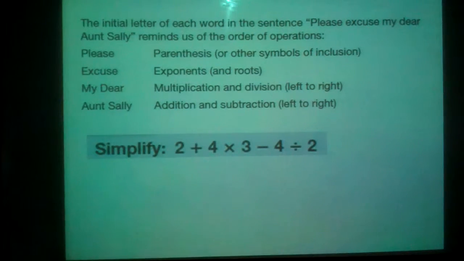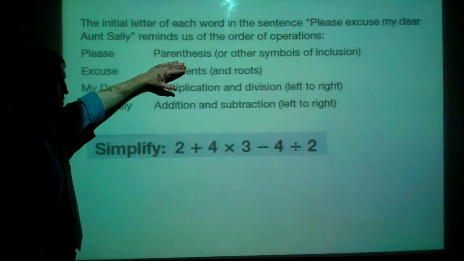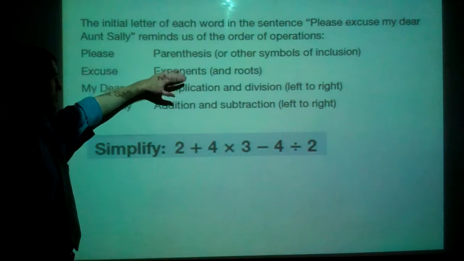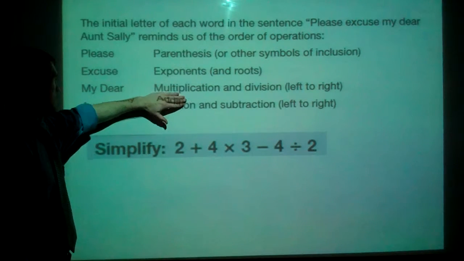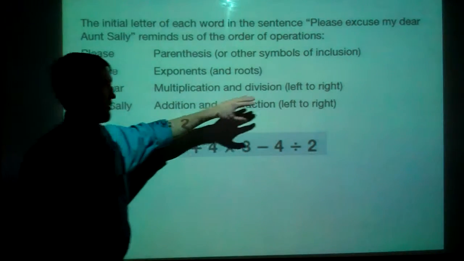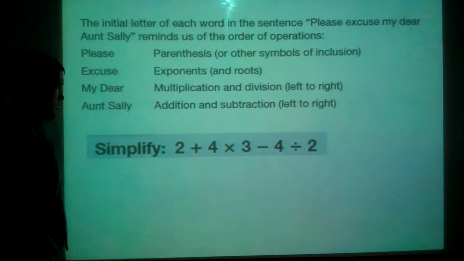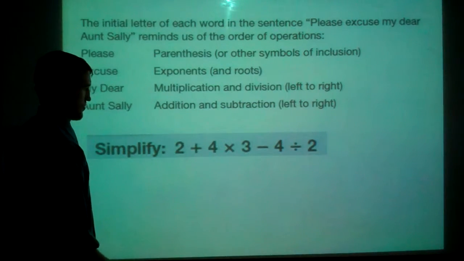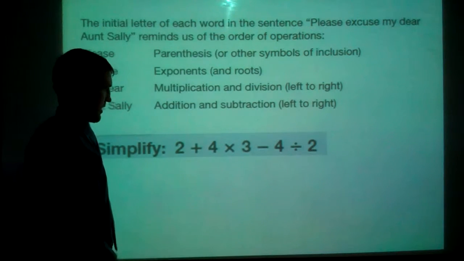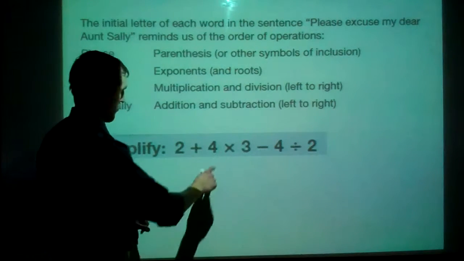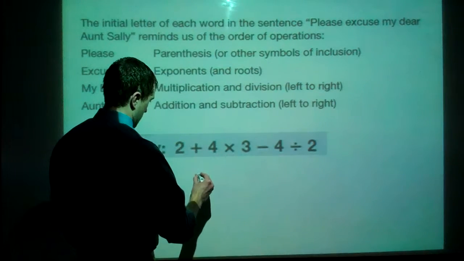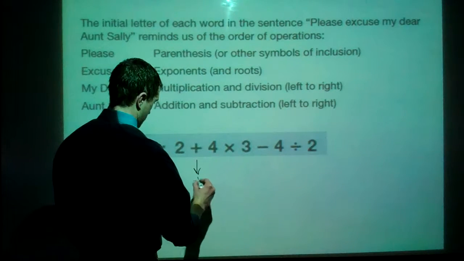Alright, so let's actually take a look at how this would play out. First thing we look for, parentheses, or any other symbols of inclusion. I don't see any, so we move down to the next step. I don't see any exponents and I don't see any roots. Multiplication and division from left to right. Okay? I do see multiplication, so that's the first thing I see when looking left to right. This is addition. No, we're not there yet, so we do 4 times 3 first. We'll drop down this plus.